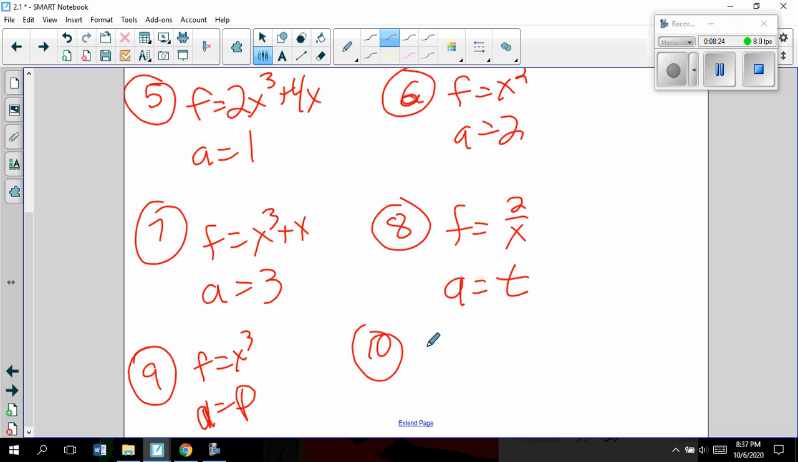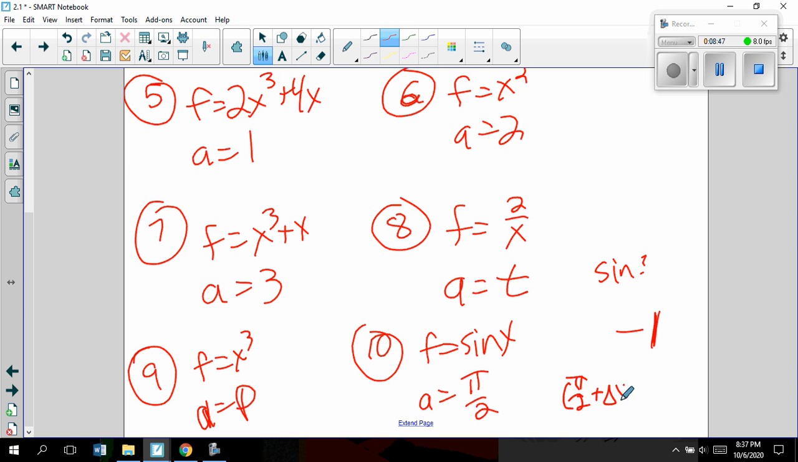10, we throw a little trig at you. Your function is sine of x. Your a value. So you'll notice you see -1 right here. So it is whatever value, like the sine of what equals 1. Your answer is pi over 2. You'll see that you've got the pi over 2 plus delta x, so that's another y. But your sine of pi over 2 is that maximum. Sorry, losing my train of thought. And so you are at 1 at that value, and so that's where that 1 comes from.